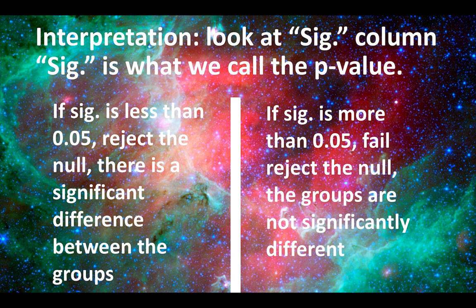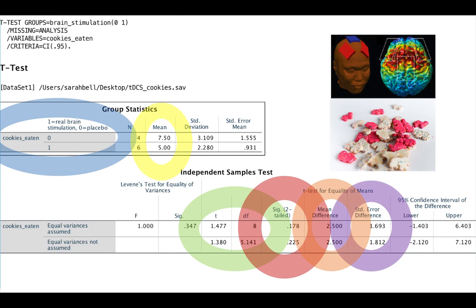To find out the nature of that difference, we would simply look at the means of each group and see which one is higher. Now, if sig is more than 0.05, we would fail to reject the null. The groups are not significantly different. So let's look back at ours.